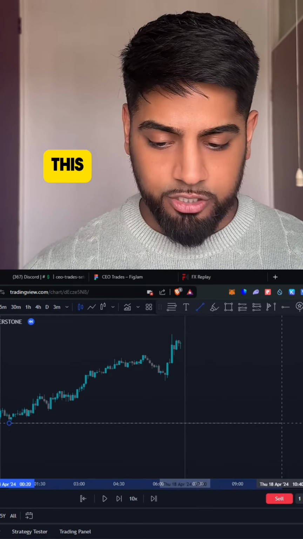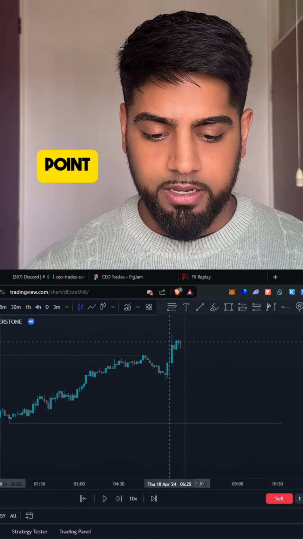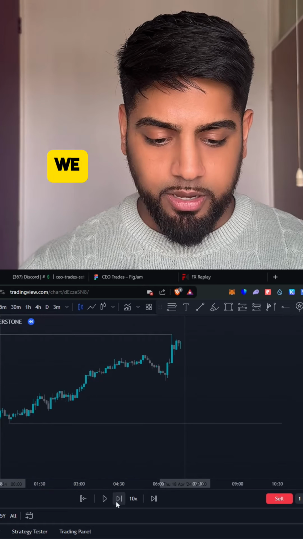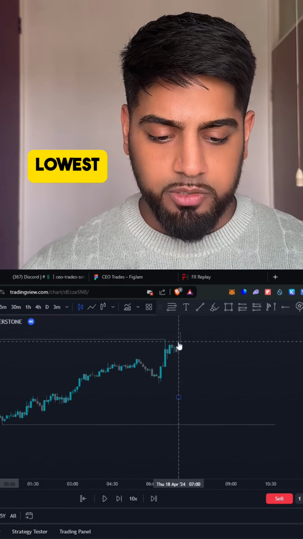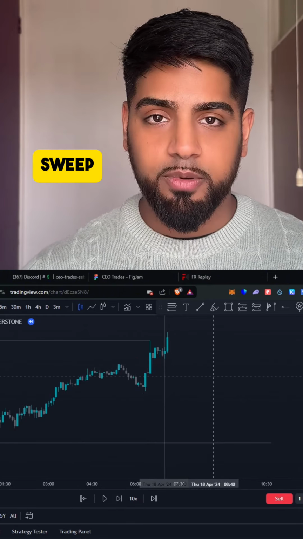Now, as we can see, this right here is the lowest point that Asia reached, and this right here is the highest point that Asia reached. So if I make this just like this, and there we go. So this was the highest and the lowest point of the Asia session. So now what we're going to do is wait for a sweep of either side.